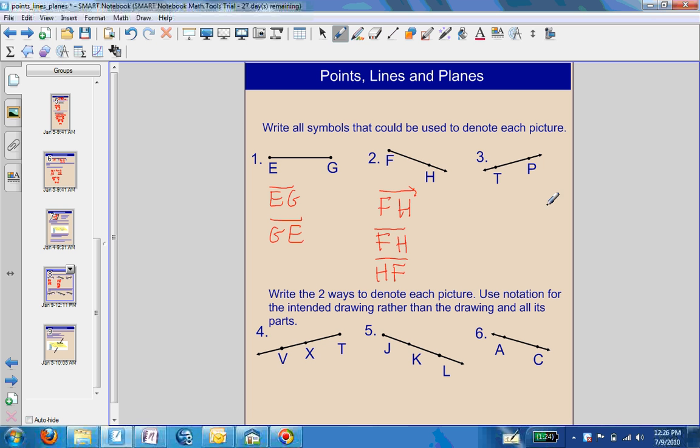On our line, now lines, you have lots of notation, so we can write line TP or line PT. We also have line segment TP and line segment PT. And we have ray TP and ray PT, where the ray starts with T or the ray starts with P.